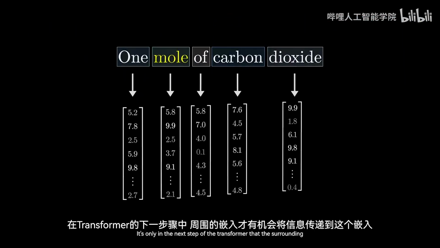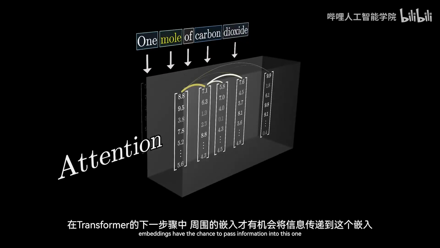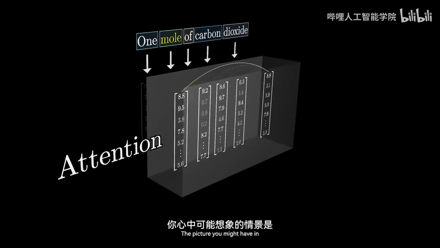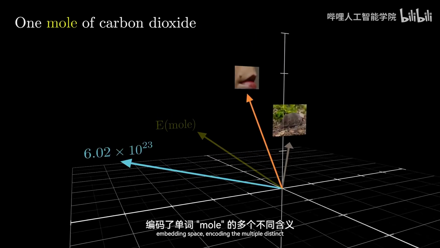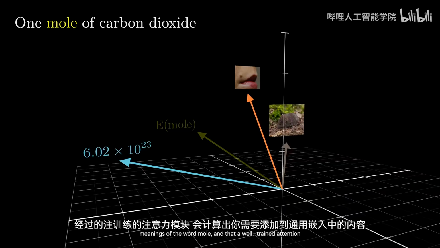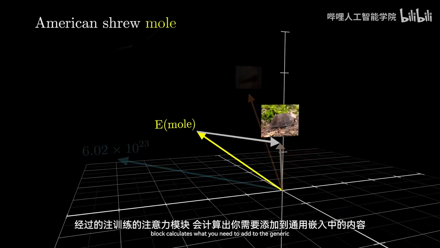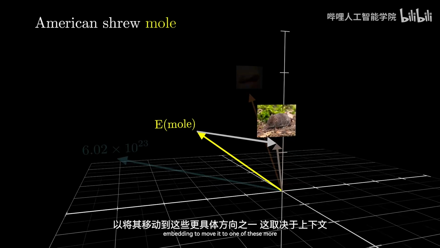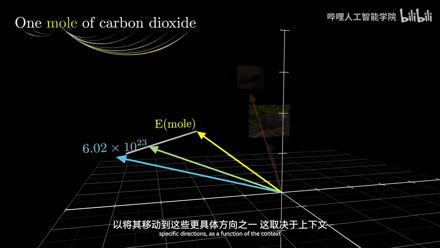It's only in the next step of the transformer that the surrounding embeddings have the chance to pass information into this one. The picture you might have in mind is that there are multiple distinct directions in this embedding space, encoding the multiple distinct meanings of the word mole, and that a well-trained attention block calculates what you need to add to the generic embedding to move it to one of these more specific directions, as a function of the context.